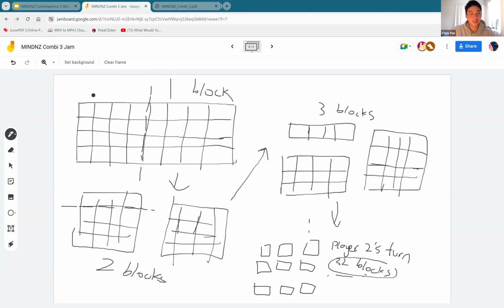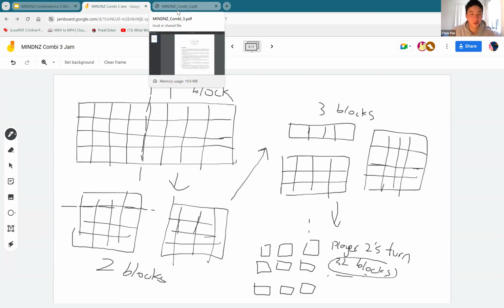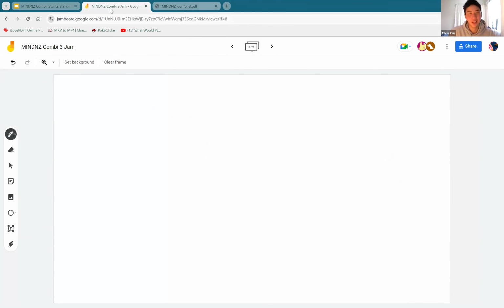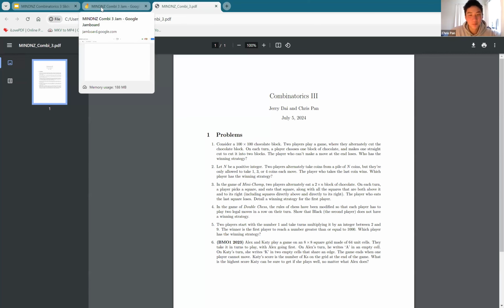But yeah, there's no strategy. The strategy is literally just keep cutting it up, and both players just keep cutting it up. And no matter what they do, player two is just destined to lose. It's a pretty stupid game because player two can't do anything, and player one can't do anything either.